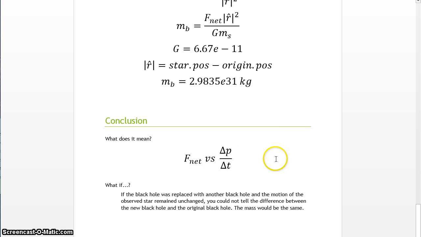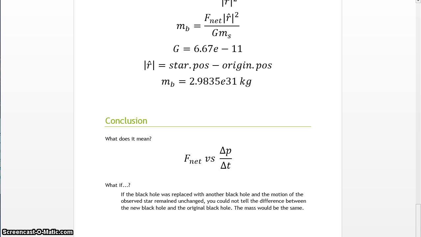Fnet actually equals dp over dt, and that dp over dt is a derivative, which would mean delta t would have a limit of 0 instead of 86400. With a limit of 0, you can actually calculate what Fnet is. But because we can't do that, we have to settle for approximating Fnet.